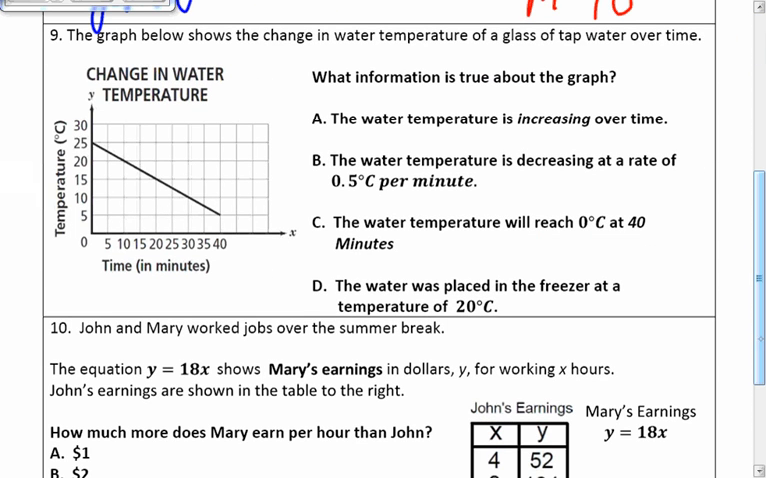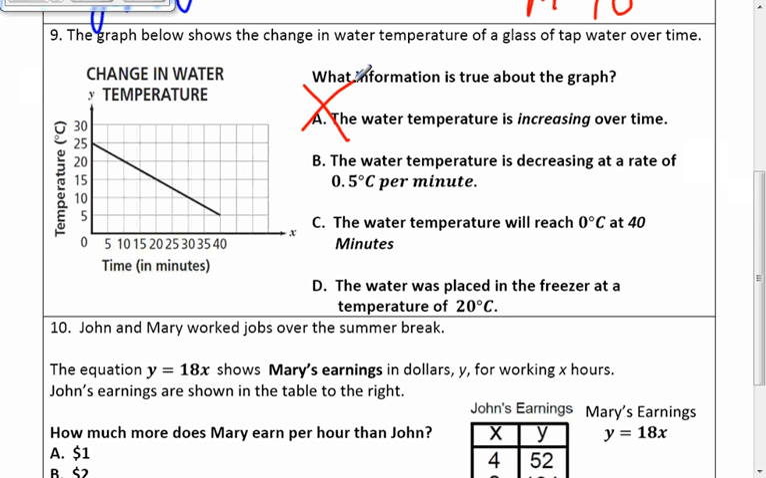The graph shows the change in water temperature of a glass of tap water over time. What information is true about the graph? The water temperature is increasing. Please don't pick that. I'll go nuts. Don't pick that one. Obviously wrong. It's going down and to the right. As time increases, the temperature is decreasing. B, the water temperature is decreasing at a rate of 0.5 degrees per minute.